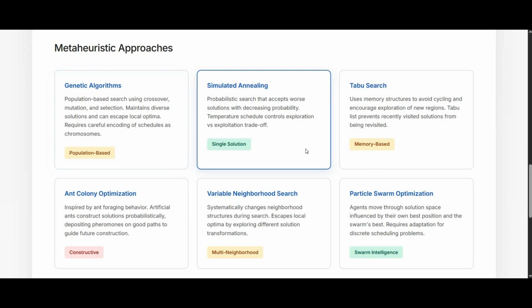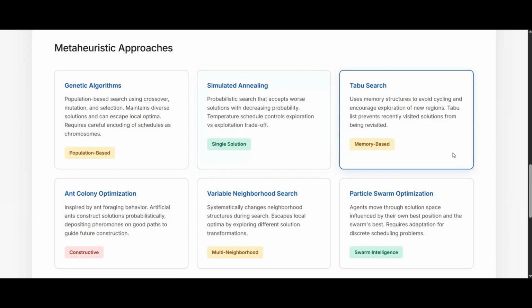Simulated annealing, on the other hand, allows even worse solutions at first, but gradually becomes more selective, much like cooling metal to find a stable structure. It's a probabilistic method that helps escape local optima. Then there is tabu search. This one uses memory. It keeps track of recently visited solutions so it doesn't get stuck going in circles. It's great for exploring new regions in the solution space.